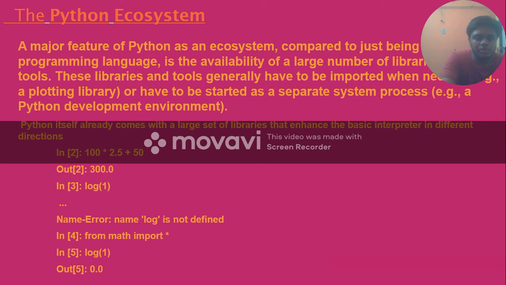So these are some of the syntax we use in Python: 200 into 2.5 plus 50, and the output we get is 300.0. It is a floating type value, which is actually a decimal. In the Python language we call it a floating type, and we see here a log of 1. When we write, if there is any mistake in the program, we'll get an error.